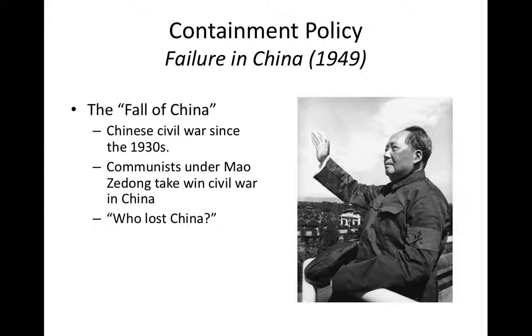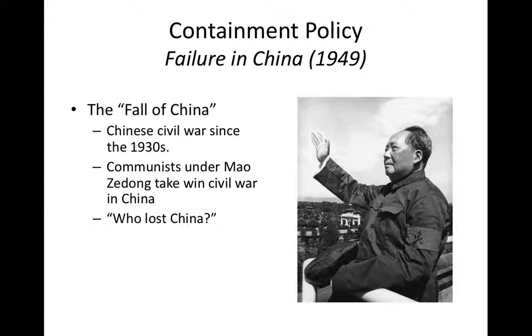Containment policy, though, leads Americans to become quite anxious about this development in 1949. After many years of civil war in China, in 1949, the communists defeat Mao Zedong and the nationalists and take over and become the official government of China. In other words, China, quote unquote, falls to the communists in 1949.